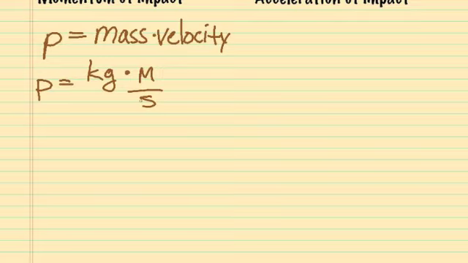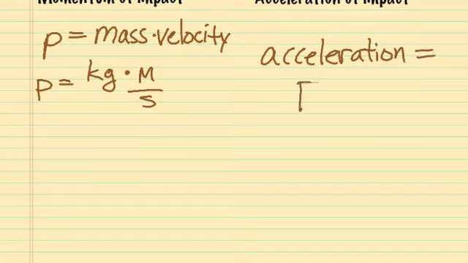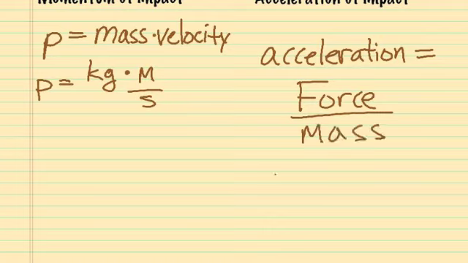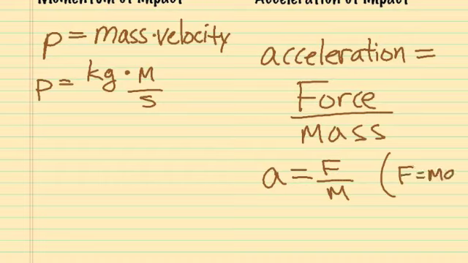We also can figure out the acceleration of the impact, and say, okay, whether or how the impact is accelerating into the force plate. And we know that acceleration is equal to force divided by mass. So a is equal to F divided by m, which is, of course, from the F equals ma equation. So we can figure out both of those.